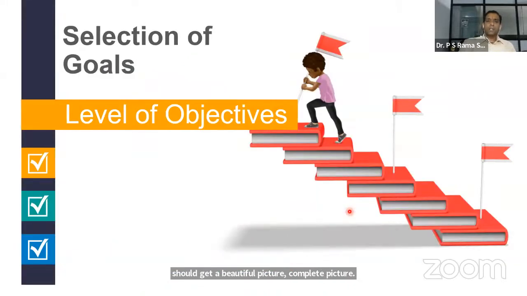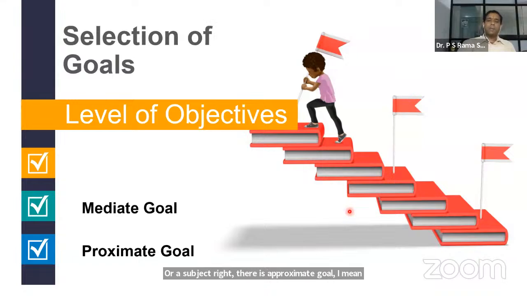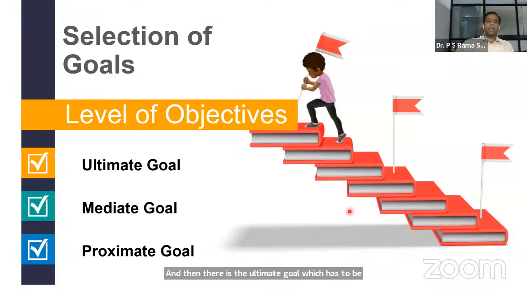So the selection of goals, if you speak of, there is a proximate goal. When you design the curriculum or a subject, there is a proximate goal, meaning the immediate goal, which has to be fulfilled. Then there is a mediate goal. Mediate means intermediate goal, which has to be fulfilled. And then there is an ultimate goal, which has to be fulfilled when you design a curriculum. So what are proximate goals?